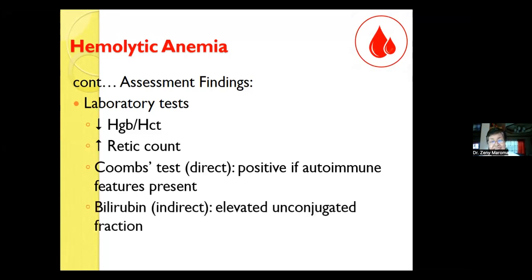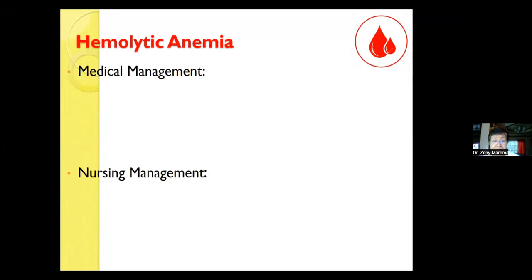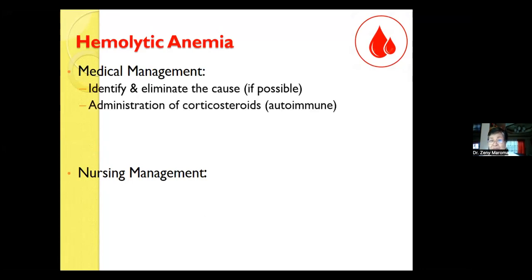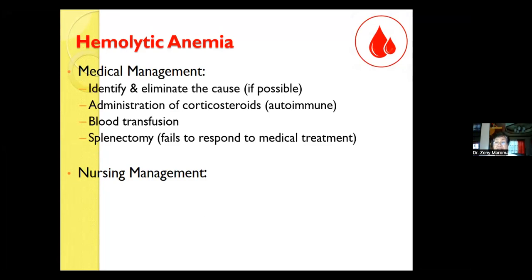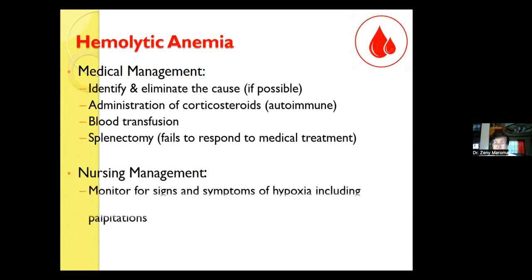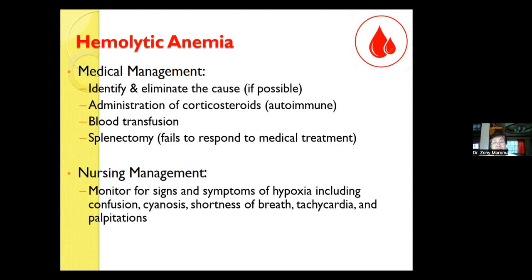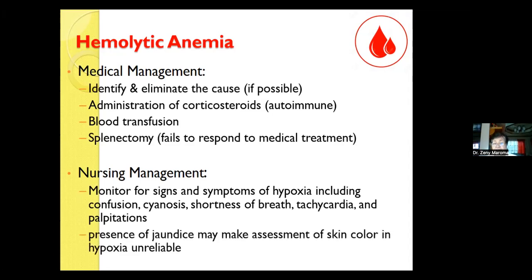And of course, there's increase in bilirubin, hyperbilirubinemia. So medical management, identify, eliminate the cause, if possible. Administration of corticosteroids, if autoimmune. Bigyan ng blood transfusion. Okay? And if it fails to respond to medical treatment, then splenectomy. The nurses monitor for signs of hypoxia, including confusion, cyanosis, tachycardia, and palpitation.